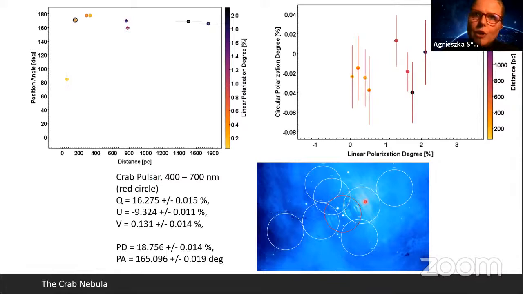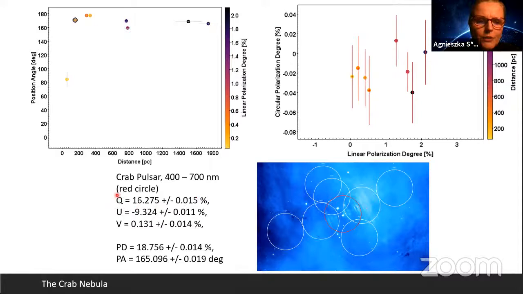Because the Polish 2 is a photomultiplier, you have a diaphragm. So the spatial resolution is defined by the diaphragm. Here this is plotted on the map of the Crab pulsar. This is the result that I'm presenting on the left. It's the total polarized intensity measured from this region of the Crab pulsar.